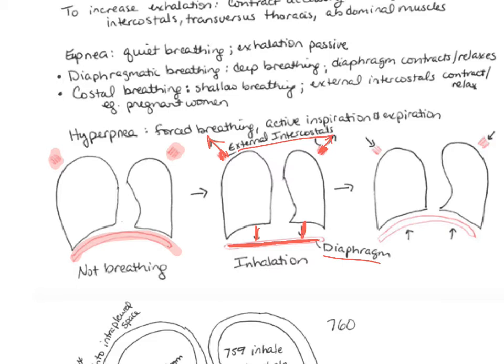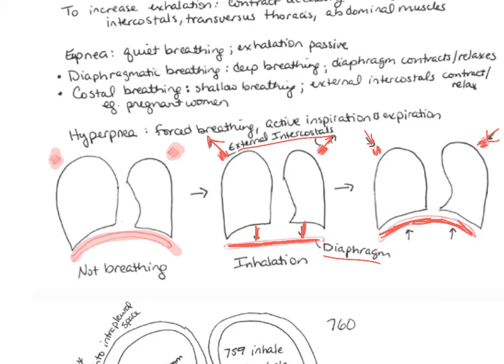And then during quiet exhalation, you just relax those muscles. So you relax the diaphragm, it goes back to its normal position, and you relax the external intercostals. Okay, so the rib cage goes back down, and now we are decreasing the space. We're decreasing the volume, increasing the pressure, and air is going to move out.